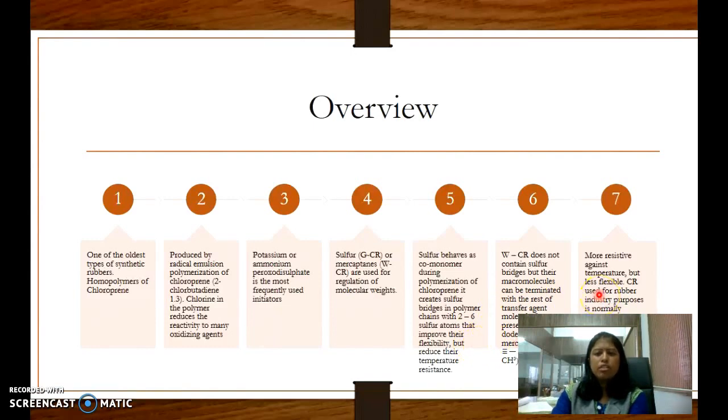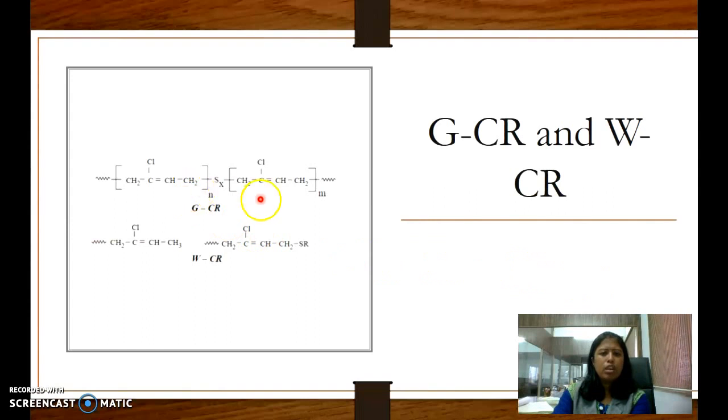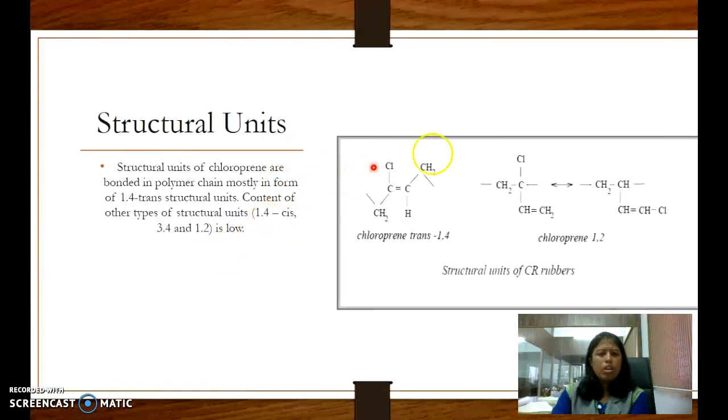You can see the structures of WCr and GCr. This is GCr, this is the WCr. Now these are the structural units of chloroprene rubber, right? You have seen in other synthetic rubbers when we discussed them, you can have the trans and cis structures. This is the trans structure shown. The opposite will be the cis structure, and this is the 1,2-chloroprene.